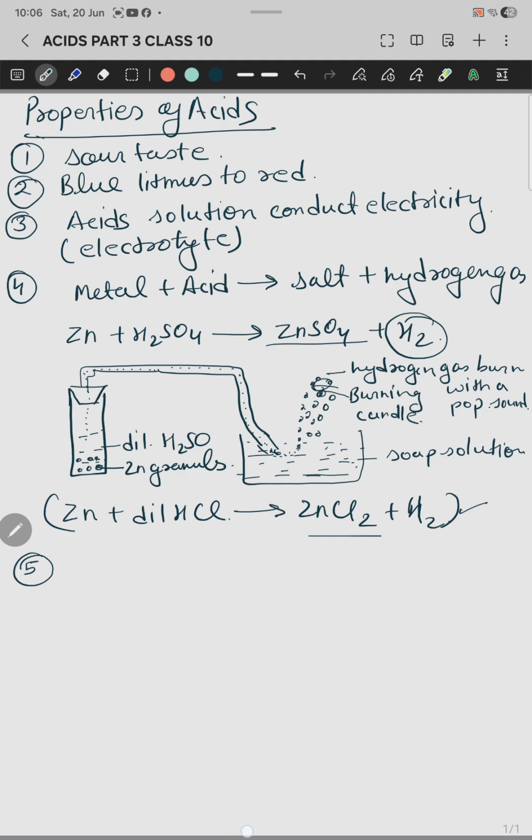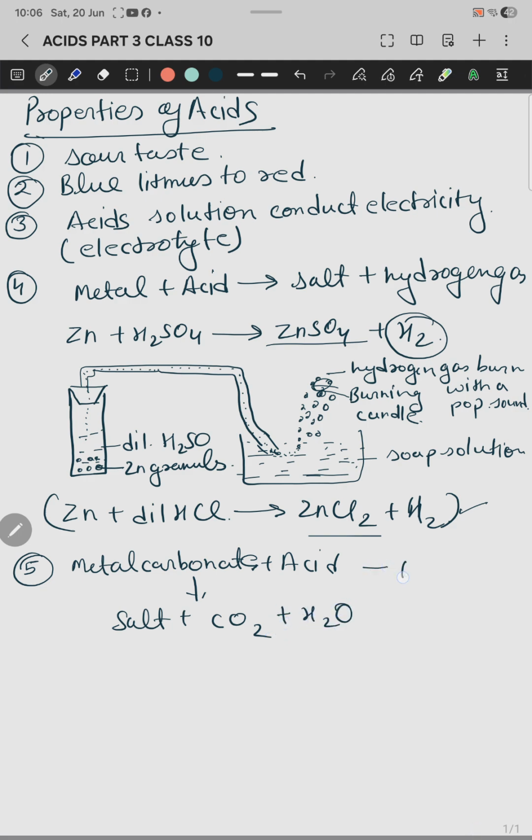Now the next property: when any metal carbonate reacts with acid, it will give you salt plus carbon dioxide plus water. This is the common reaction. This is the first reaction I am showing. Now the second reaction, metal hydrogen carbonate.